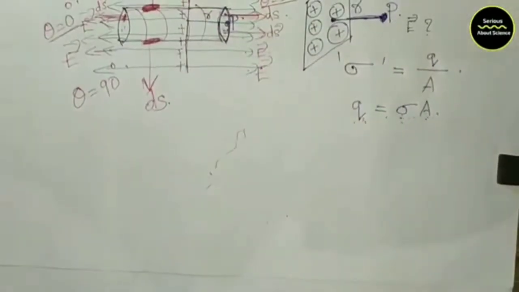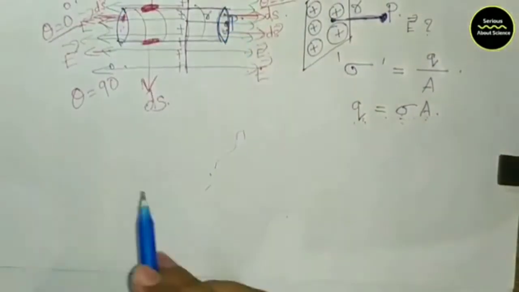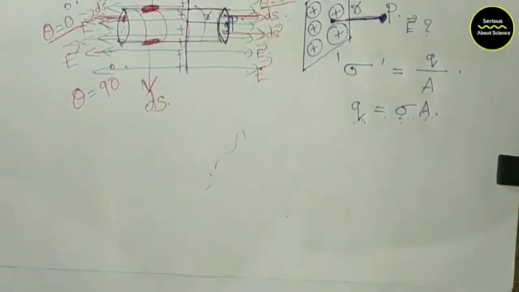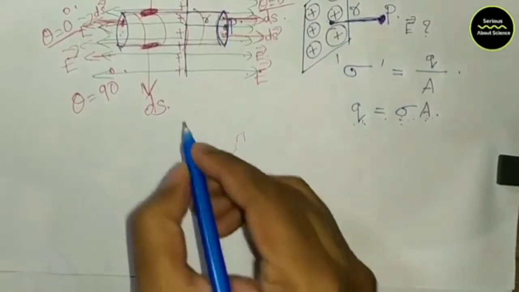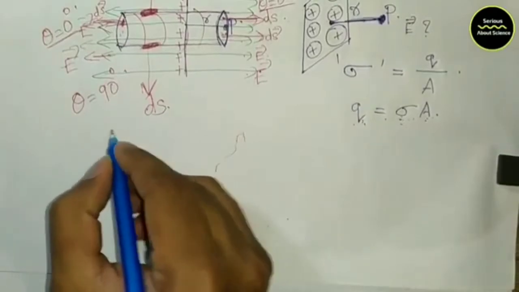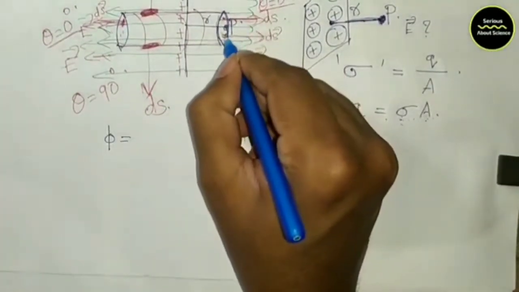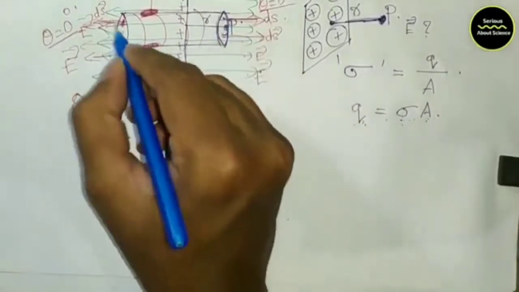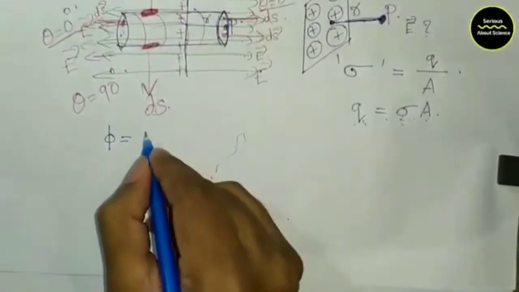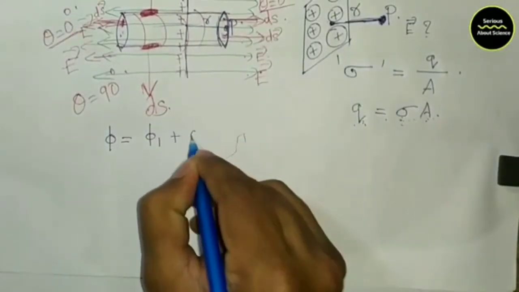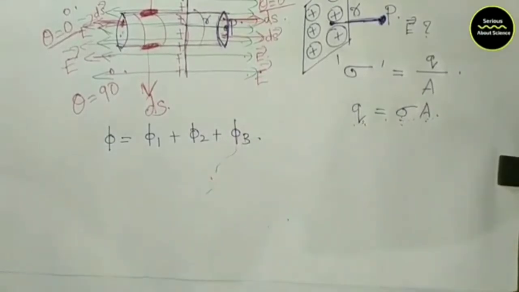Through one circular face, both the ds vector and the electric field intensity vector have the same direction, so theta will be equal to 0 degrees. Electric flux is phi equals closed integral E dot ds. When theta becomes 0 degrees, E dot ds becomes EDS cos 0, that is EDS. Like that there are two faces, so the total electric flux phi will be equal to 2 into closed integral EDS.